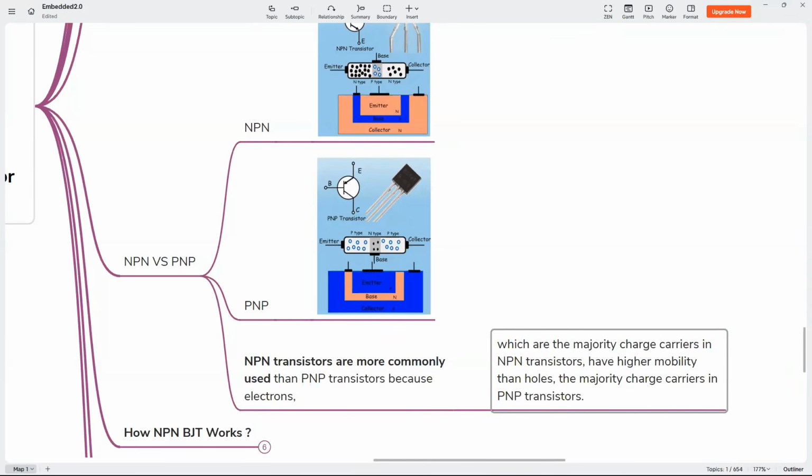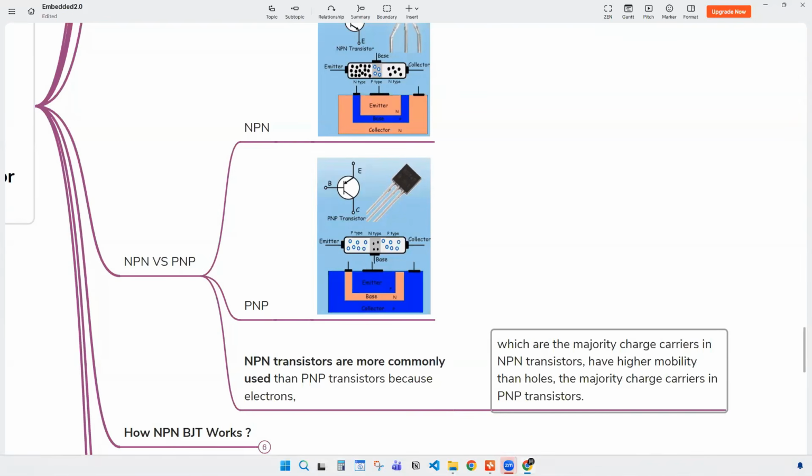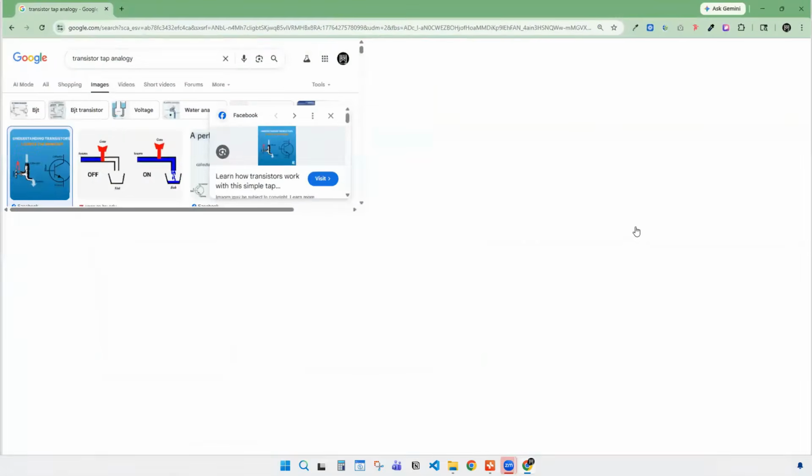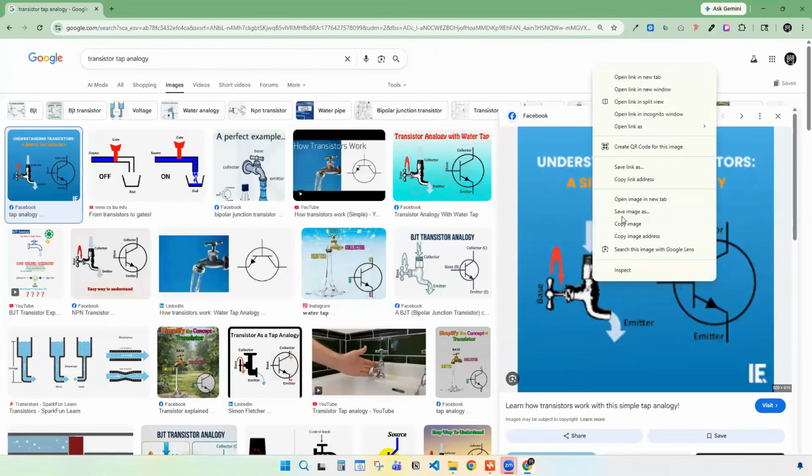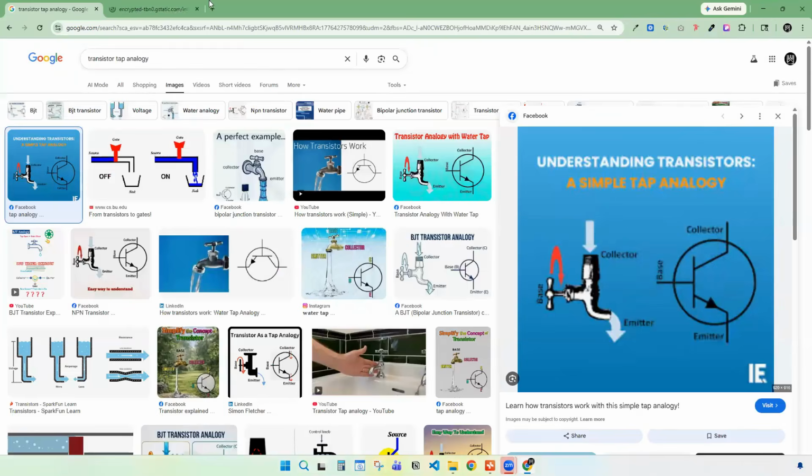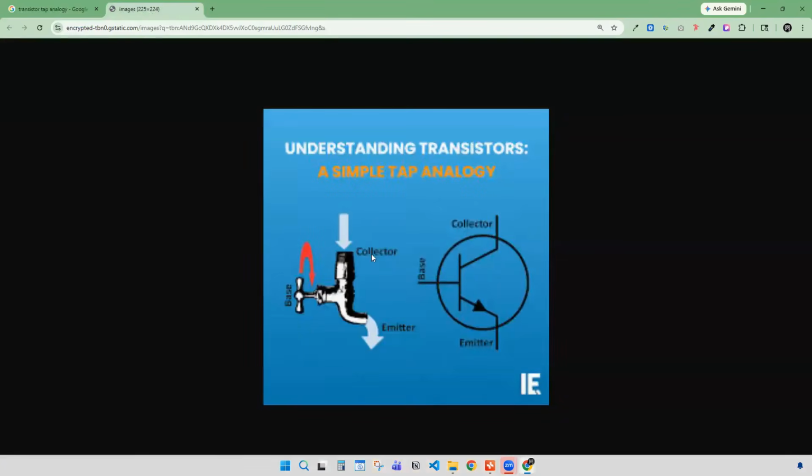Even while talking about the transistor, I'll show you one amazing, interesting picture so that you will get a clear idea. So, ta-da! You can see this picture. We already said that it has three pins: collector, emitter, and base. The collector is the place where water is getting in, and the emitter is the place where water is getting out. And the base is the knob which helps control the flow of water, how much water should flow. That is all controlled by this knob.